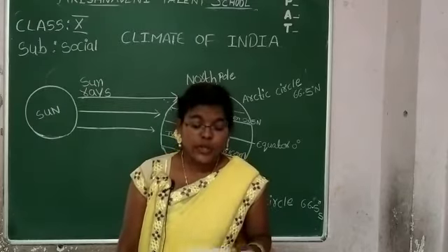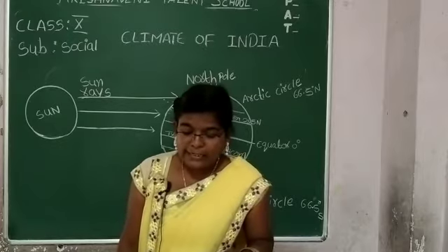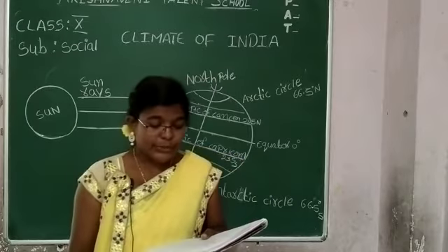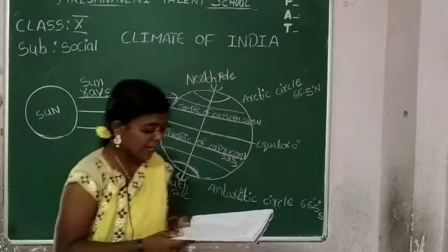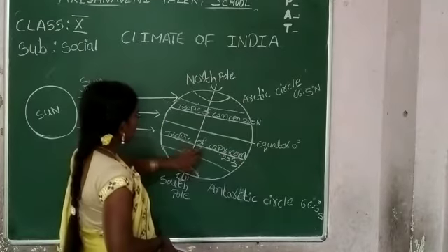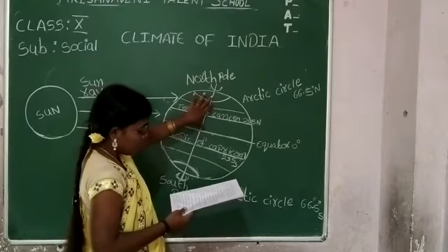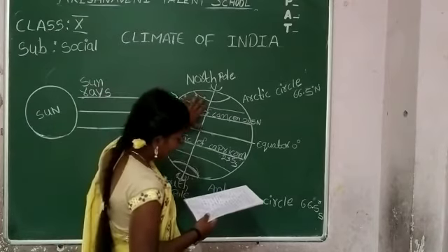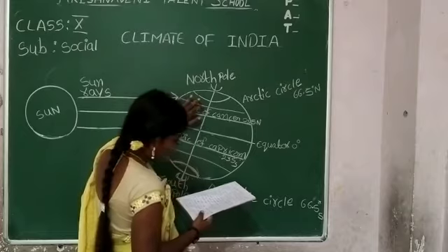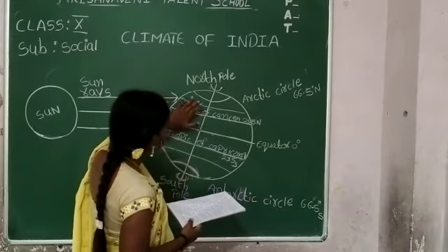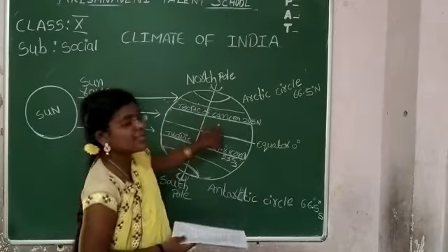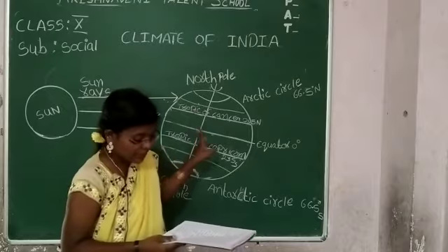India is situated roughly between 8 degrees north and 37 degrees northern latitude, and the Tropic of Cancer divides the country into two equal parts.